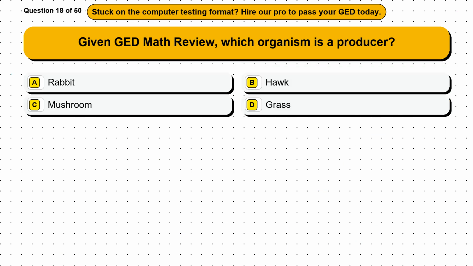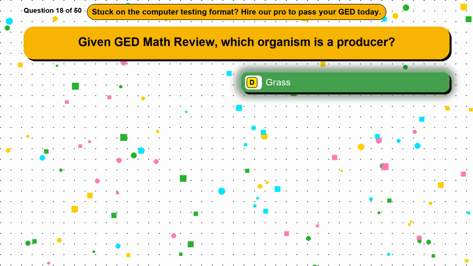Question 18. Given GED Math review, which organism is a producer? Option A, rabbit. Option B, hawk. Option C, mushroom. Option D, grass. The correct answer is option D, grass.